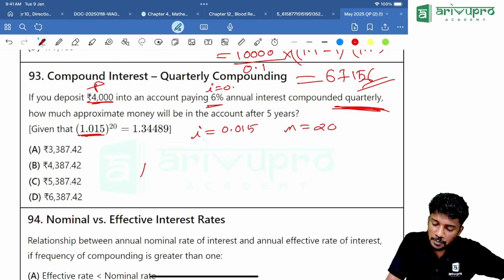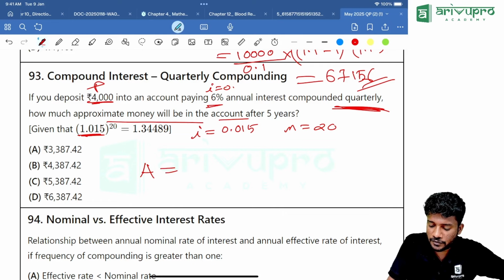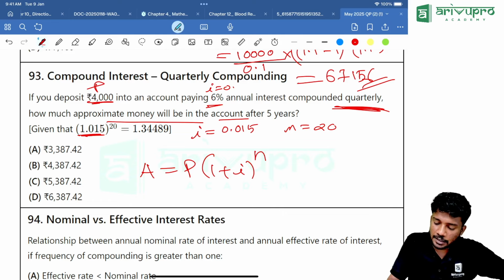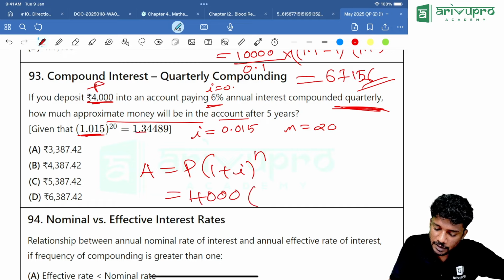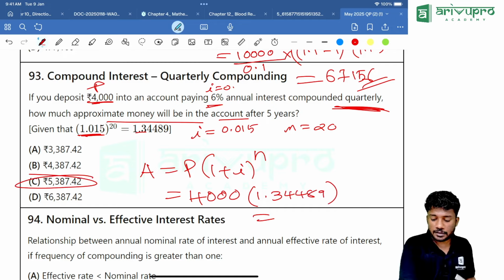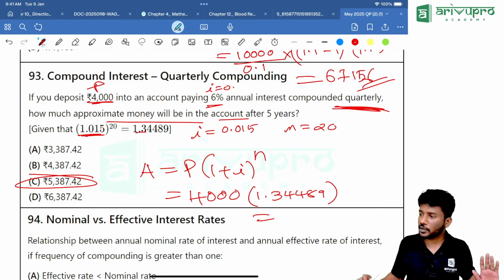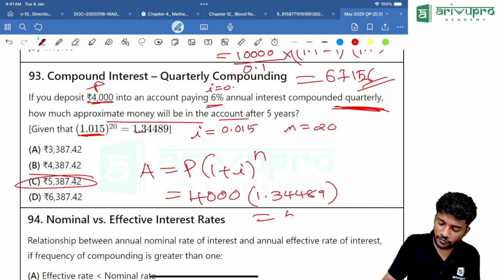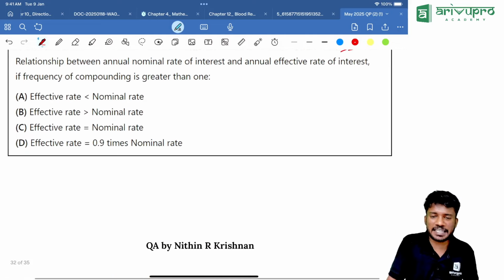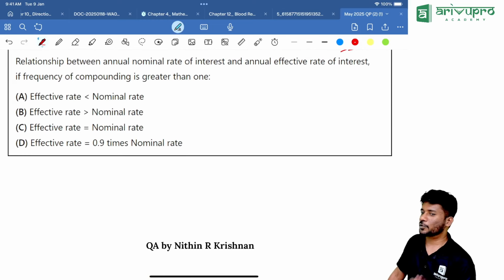What is the formula? Amount they are asking, right? How much approximate money will be in the account after 5 years? The formula: A is equal to P into (1 plus I) the whole power N. So A is 4,000 into 1 plus I, that is given over here, 1.34489. How much is the answer? 5,300 and so on. Everyone got the same answer? Yes. So the answer is 5387.42.